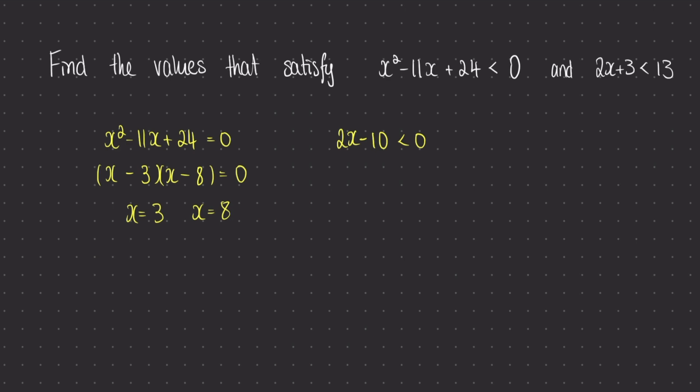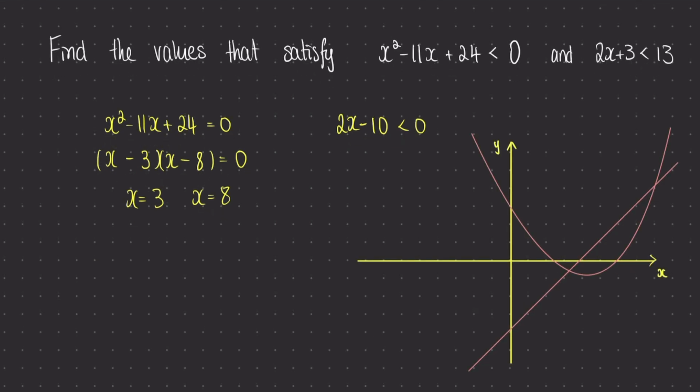So I've taken that linear inequality and I've rearranged it into a form where one side is 0. Now that I've got both of my inequalities with 0 on one side, I'm going to set the 0 side to be equal to y and plot them on a graph. So here are my two lines on the graph. Now it's time to determine which of these regions I actually want. So going back to the quadratic, I can see I want the section where the graph is less than 0. So it's this section here.